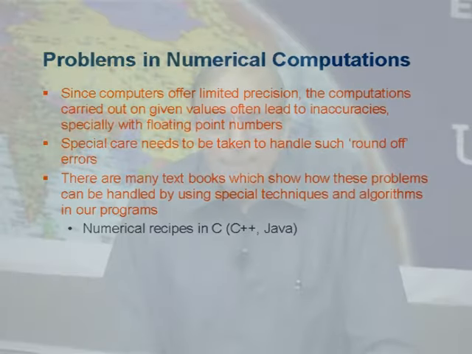A sample example can be given. A very popular book called Numerical Recipes in C. Originally, this book was written as Numerical Recipes in Fortran. Then you have Numerical Recipes in C, and then you have Numerical Recipes in C++. By the way, those of you who have not seen these books, I will request you to try and access these books and read them. They're probably the most excellent collection of techniques to handle numerical computations while minimizing errors.